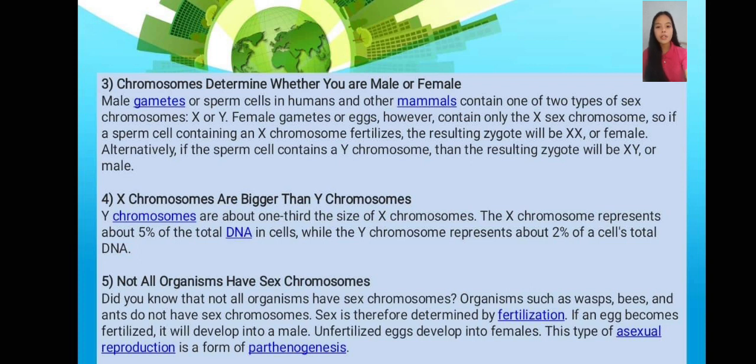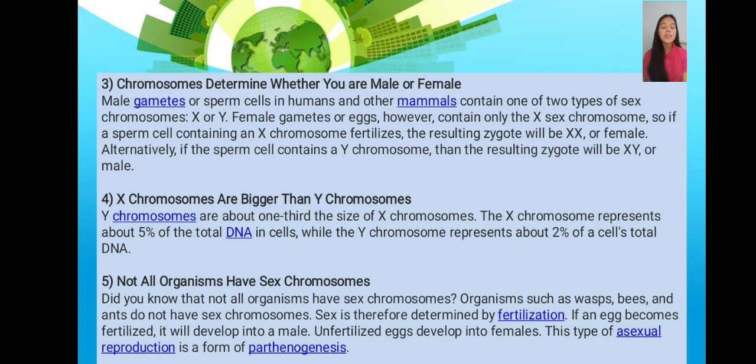So, number 3 says that chromosomes determine whether you are male or female, meaning half come from the mother and the other half come from the father. The X and Y chromosomes determine your sex as male or female. When you are born, they are called sex chromosomes.